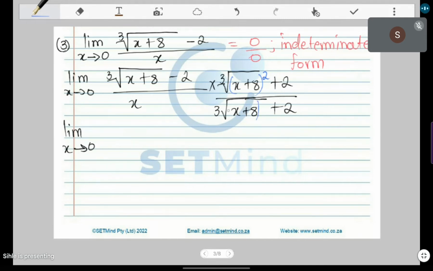Okay, let me do this and then I'm going to explain afterwards. So that's going to give me x plus 8. No, it's going to complicate things. So what do you think we should do here? And the quick question is, have you guys done L'Hopital's rule? One of you can reply. Have you guys done L'Hopital's rule?